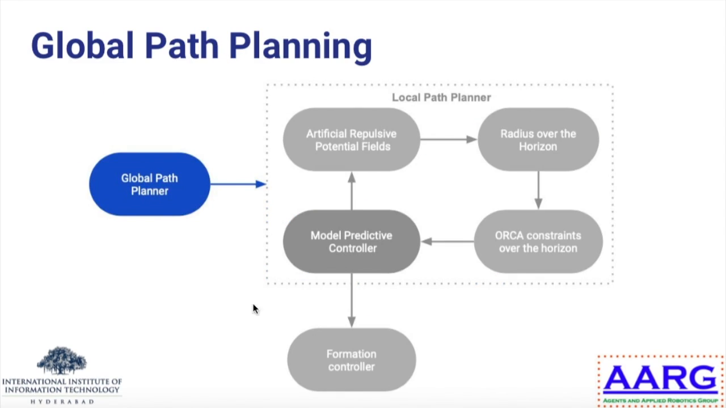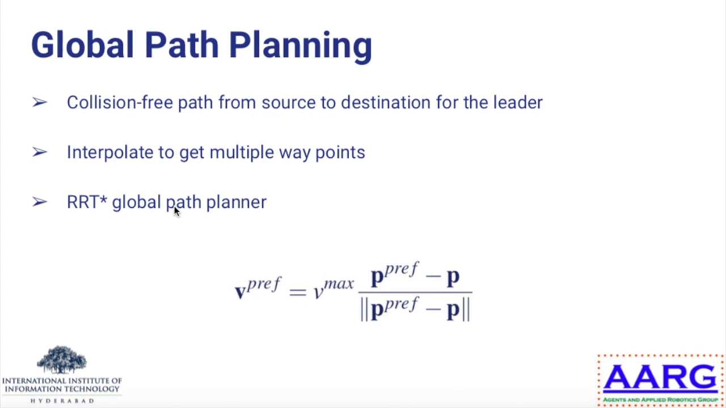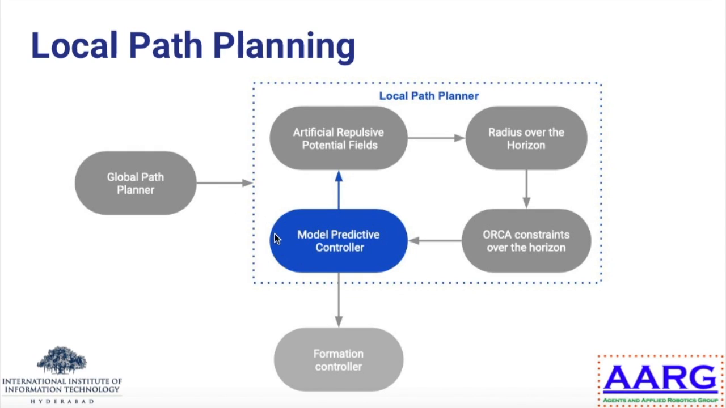The first step is global path planning. So initially, the leader of each formation computes a collision-free path from its source to destination by considering static obstacles in the environment. We then do cubic spline interpolation to get multiple waypoints in the path. At any time instant, the preferred position of a formation is the closest waypoint in the interpolated path, and the preferred velocity is a vector pointing towards the preferred position from the current position with a magnitude of maximum speed, and is given in this expression. Any global path planner can be used for this purpose, and we have used the RRT star algorithm for our implementation.